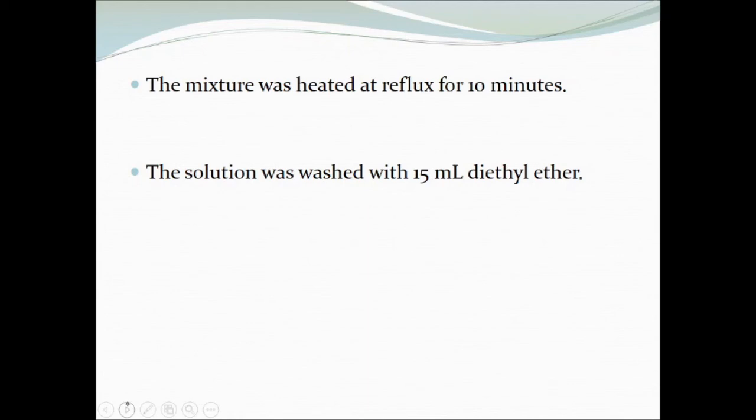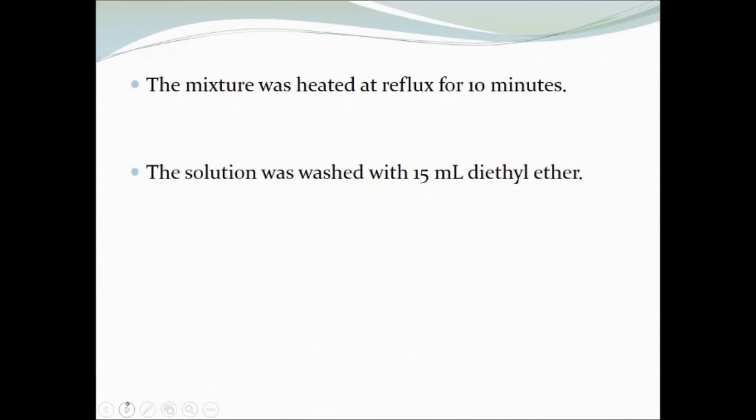However, you do need to mention the solvent that you used and the quantity. Any number of solvents could be used to do a wash or an extraction. We use diethyl ether, but we could have used hexane or toluene, ethyl acetate, any number of other solvents, and also any different volumes. It could have been 10 mils, 15 mils, a liter. So you do need to specify the volume that you used.